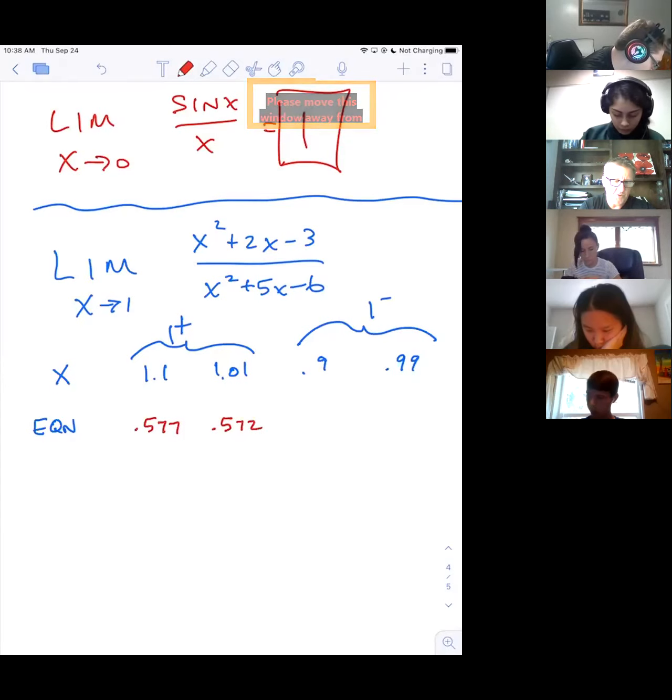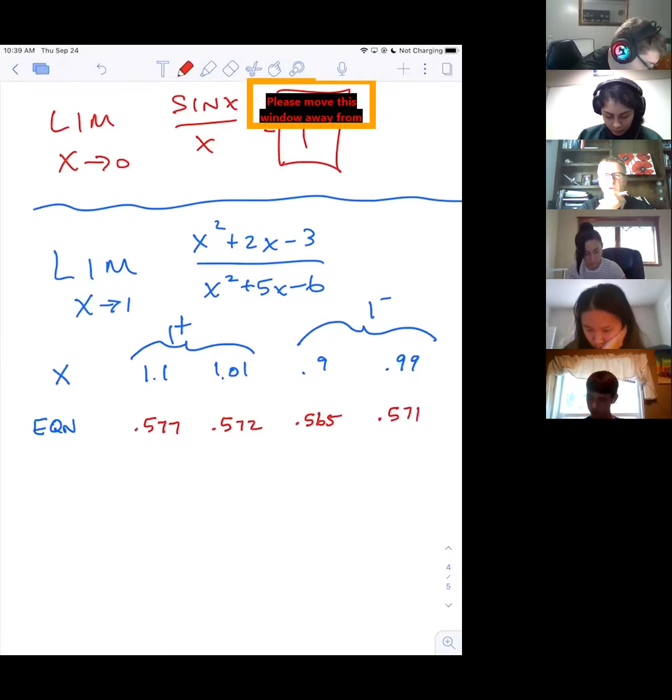And then when I went in and tried 0.9, I got 0.565. And 0.99, I got 0.5708. I'll call it 0.571. Would you agree we're landing out in the weeds here? But from a number perspective, we're not. Math doesn't care. This isn't out in the weeds. It's an answer.